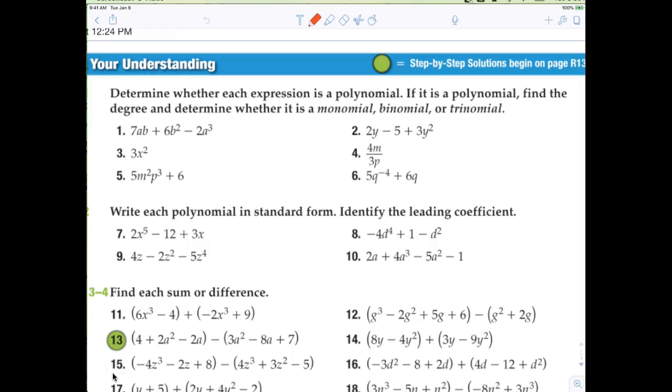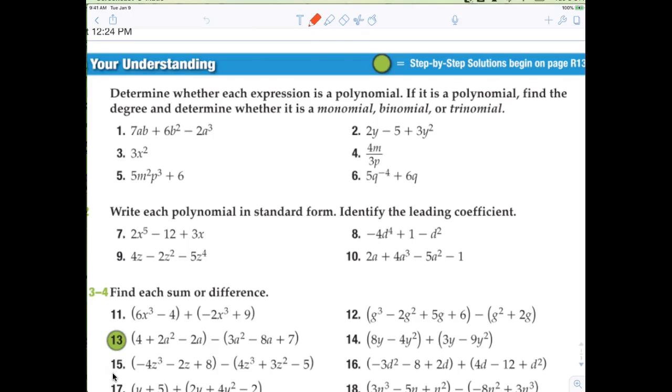So 4 and 6 are not considered polynomials. If it has a negative sign in the exponents, then it's not a polynomial. Or if it has a decimal, or if it has a fraction. We say it has to be a whole number. And whole numbers are just the counting numbers plus 0. So 0, 1, 2, 3, any of that.